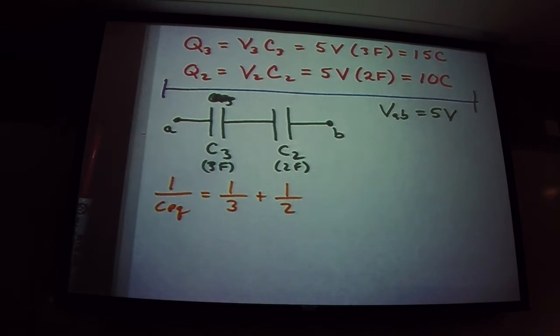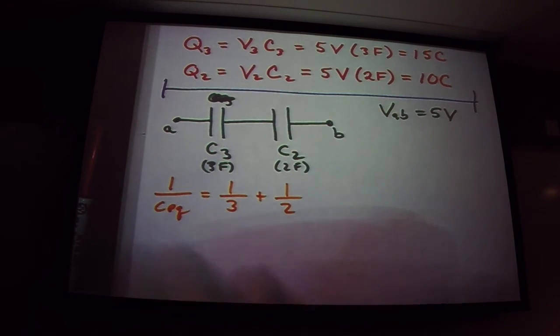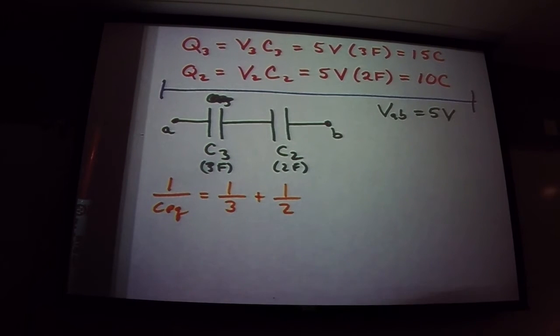Now, when dealing with more complicated numbers, if you have parentheses on your calculators, how many of your calculators have parentheses on them? Okay. So what I want you to do is calculate this equivalent capacitance and get a number. Write it down. I just want to make sure you don't make mistakes. We have a little bit of time here.